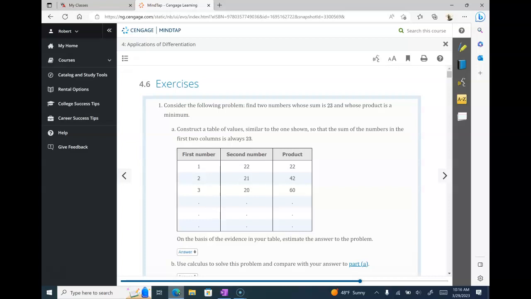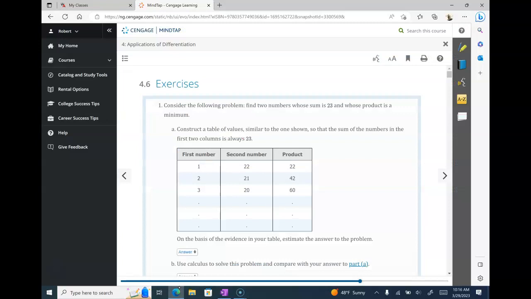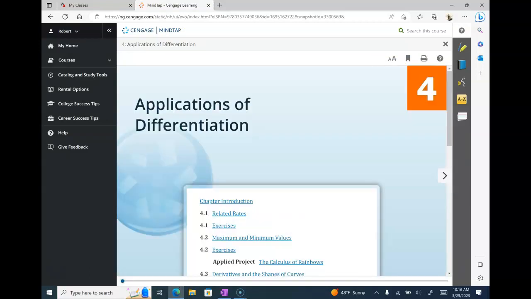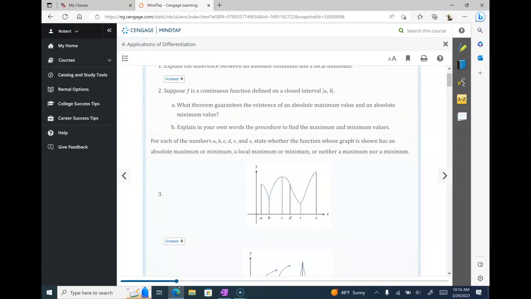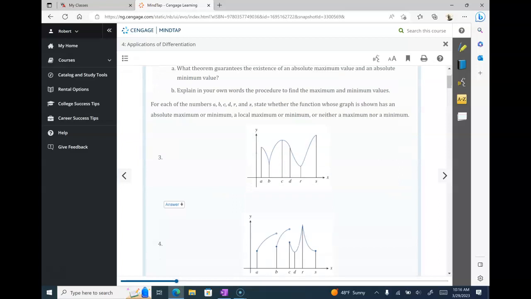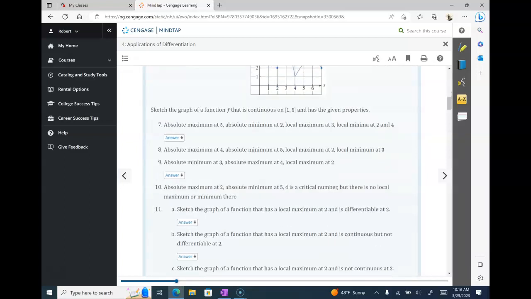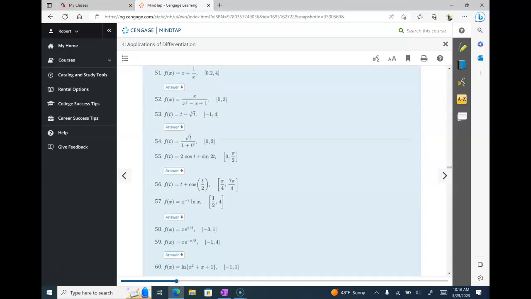Yeah, question, Javier? That's not a second derivative problem, but I can still do it. I don't mind. 4.2, number 57. 57, right? Yeah.